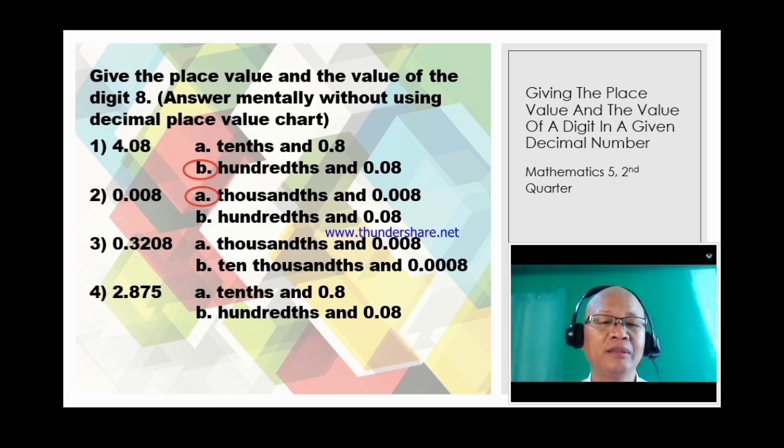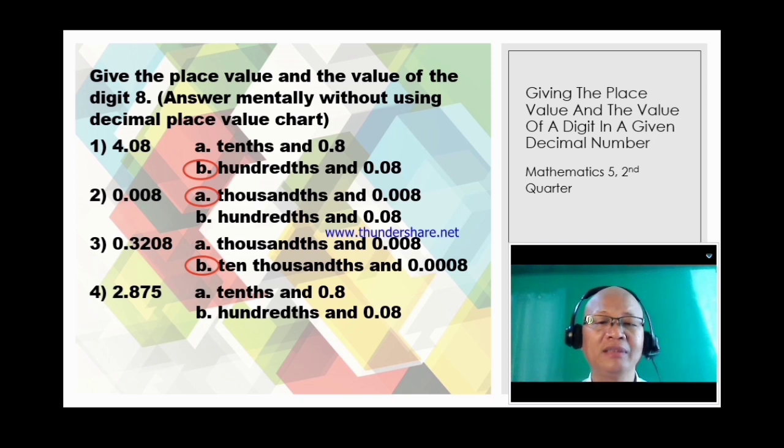Number 3. Let's have the 0.3208. Okay, what is our place value of digit 8 and the value of digit 8? A, thousands and 8,000s. B, 10,000s and 8,000s. The answer is what? Anybody? Okay, you are just thinking. Okay, yes. What is your answer? Letter B. Correct. 10,000s and 8,000s.